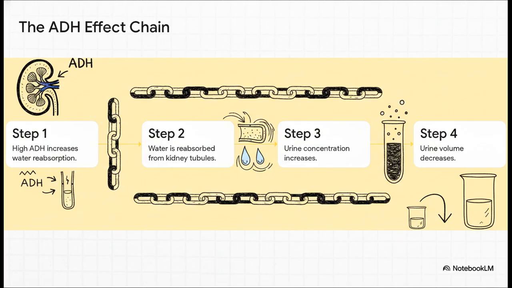High levels of ADH cause more water to be reabsorbed from the kidney tubules. That, in turn, makes the urine more concentrated. And because you're reabsorbing water, there's less of it, so the volume of urine goes down. You gotta hit each of those points to get the full 4 marks.